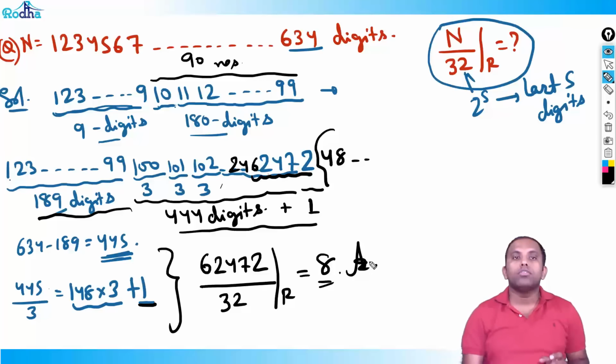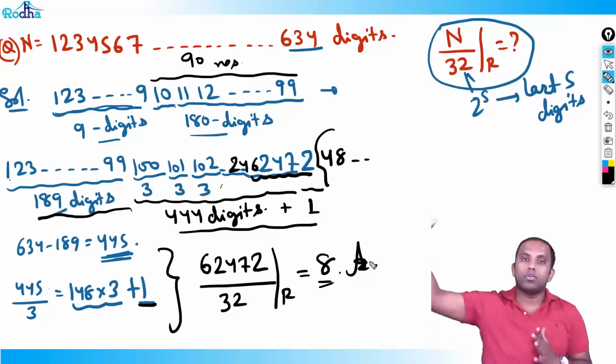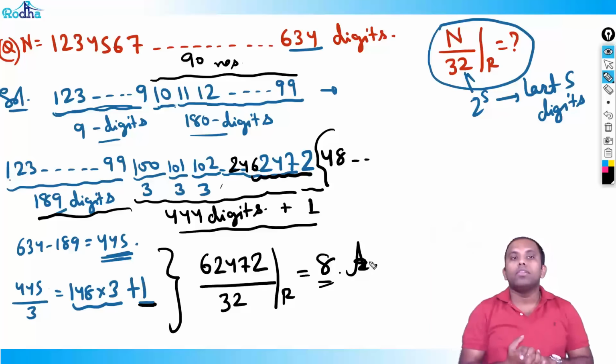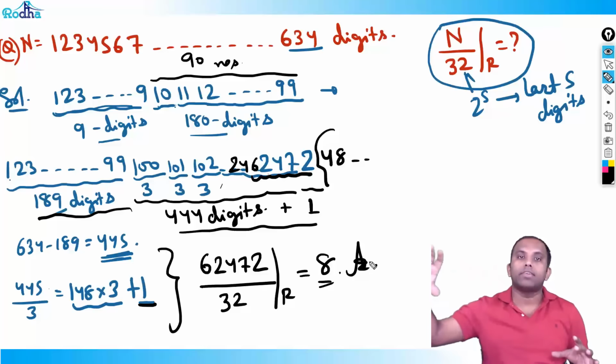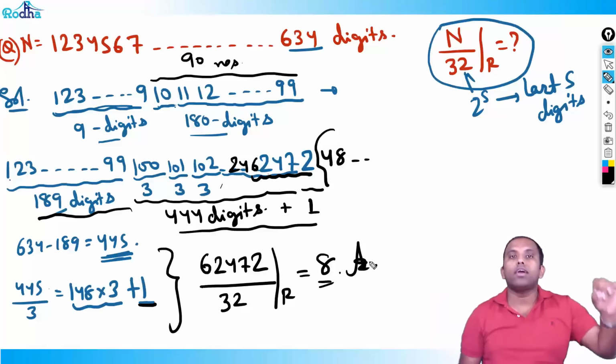So basically the question was: 1, 2, 3, 4, 5, 6, 7 till 10, 634 digits written. What is the remainder when this n is divided by 32? When n is divided by 32, 32 is 2 raised to 5. So I need only the last 5 digits. In the whole question, we have counted the last 5 digits.